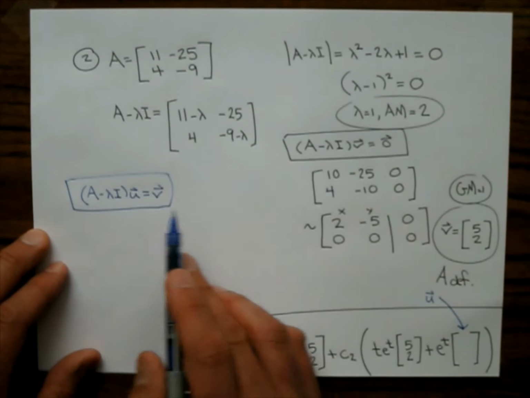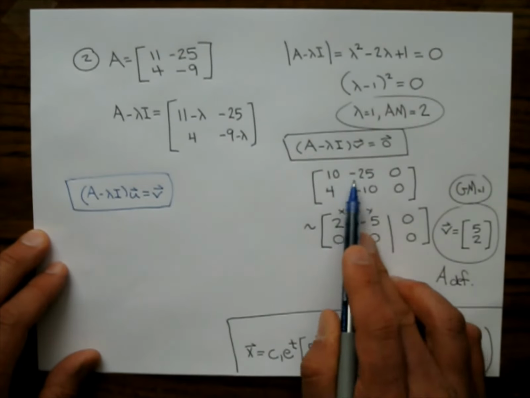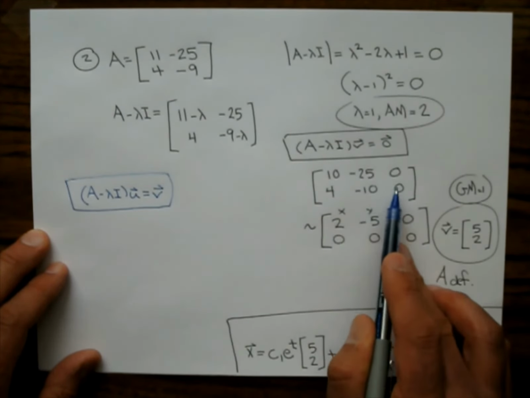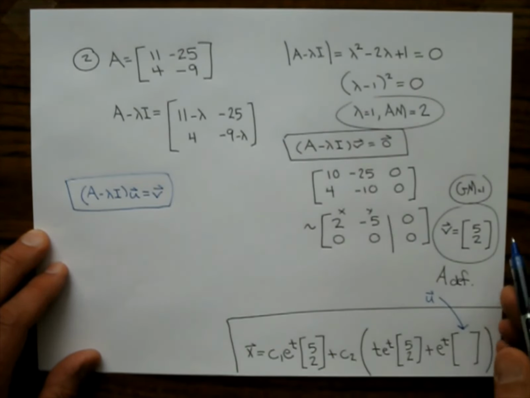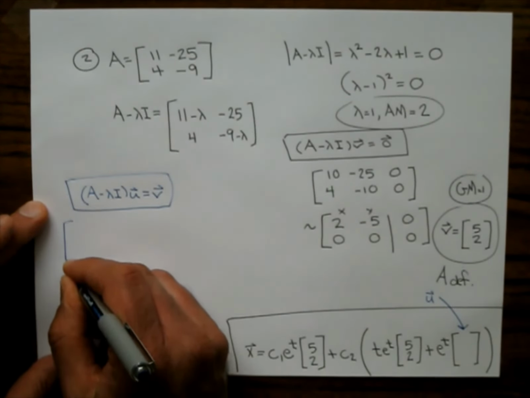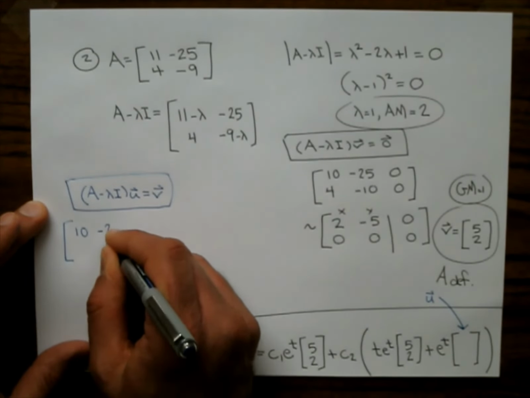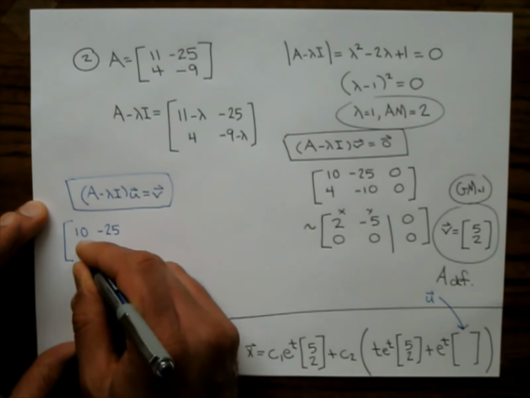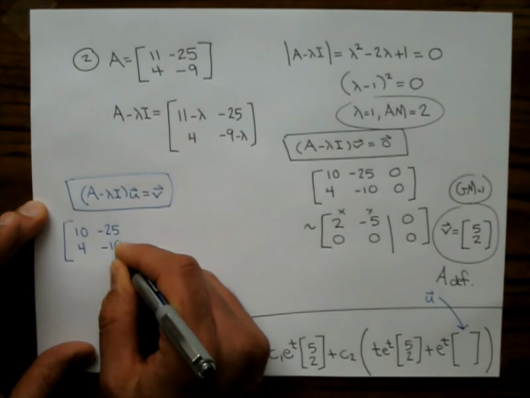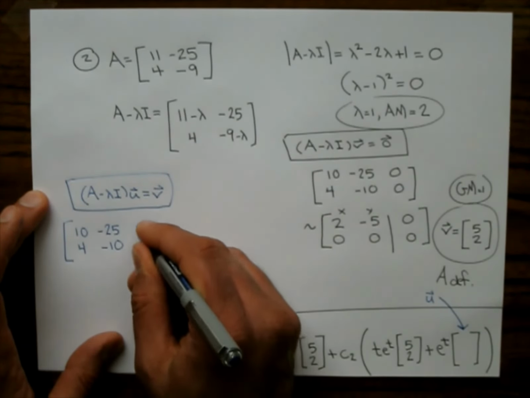Okay, so A minus lambda I, we know that's 10, negative 25, 4, negative 10. So basically you're just writing this matrix, and instead of having 0, 0 there, you're going to have your eigenvector of 5, 2. So I'm going to go ahead and write that. So this is 10, negative 25, 4, negative 10, and then I'm going to put the 5, 2 here.